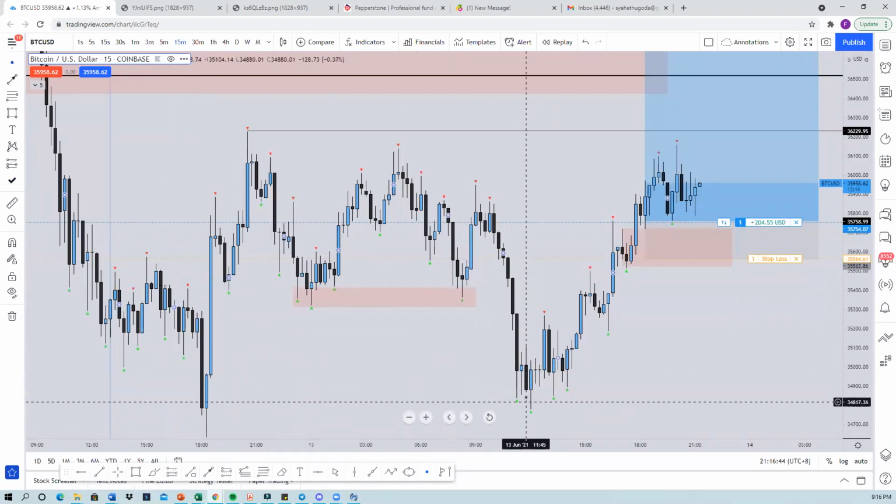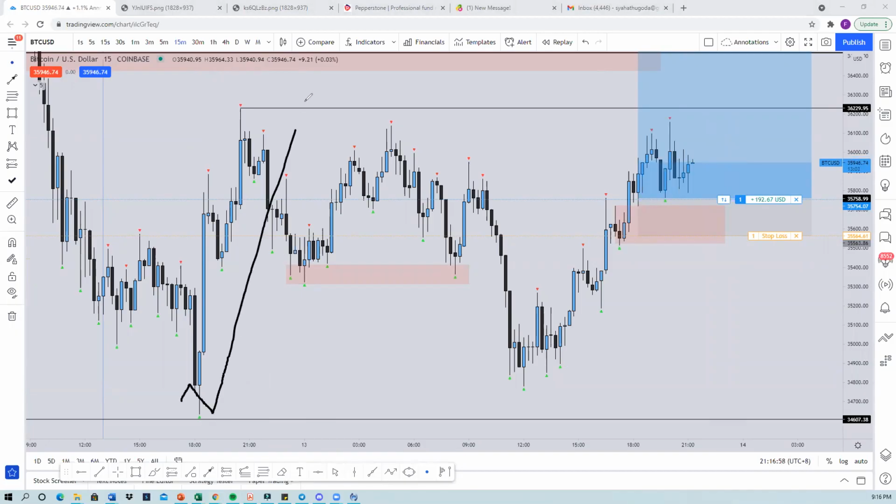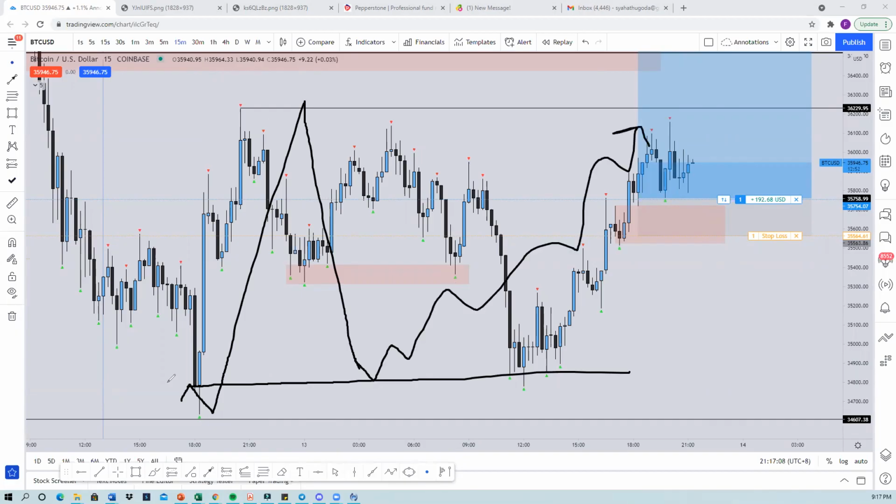Price comes down, balances it, reacts from the last buy side delivery on the very, very low time frame. Why is it the last buy side delivery? Because like I said, we have this, and what happens? Price comes back here. There you go. And this is exactly what's happening right now.